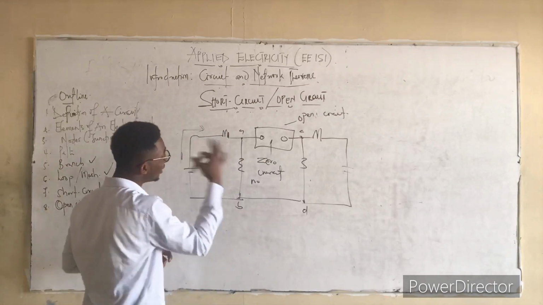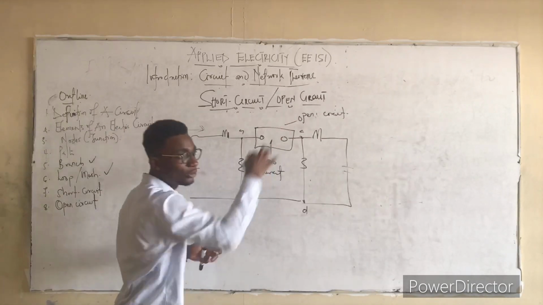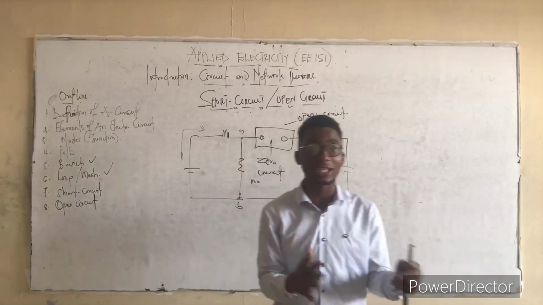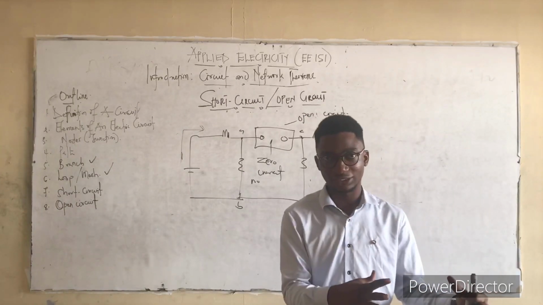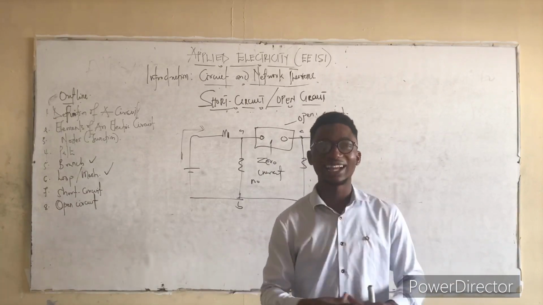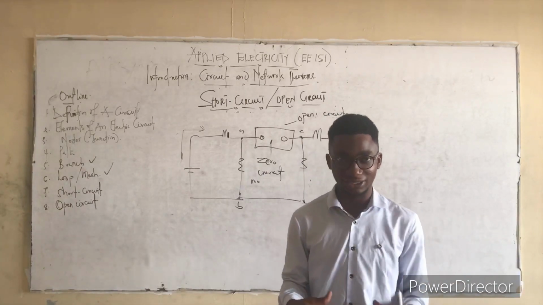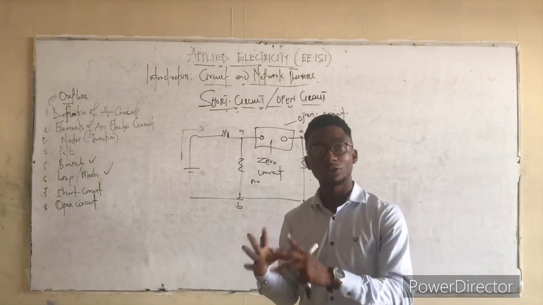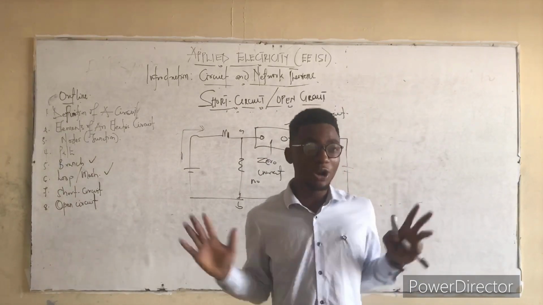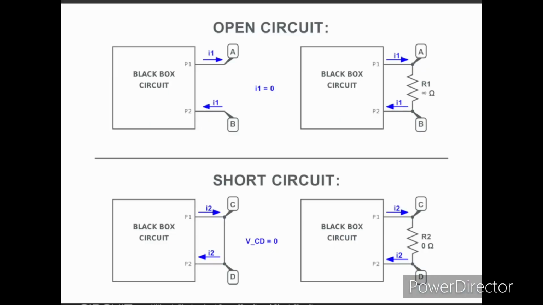So in simple terms, when you want to look at the difference between short circuit and open circuit: in a short circuit, there's zero resistance. But in an open circuit, there's a very large resistance. In a short circuit, there are large currents passing through. But with an open circuit, there is zero or no current passing through it.